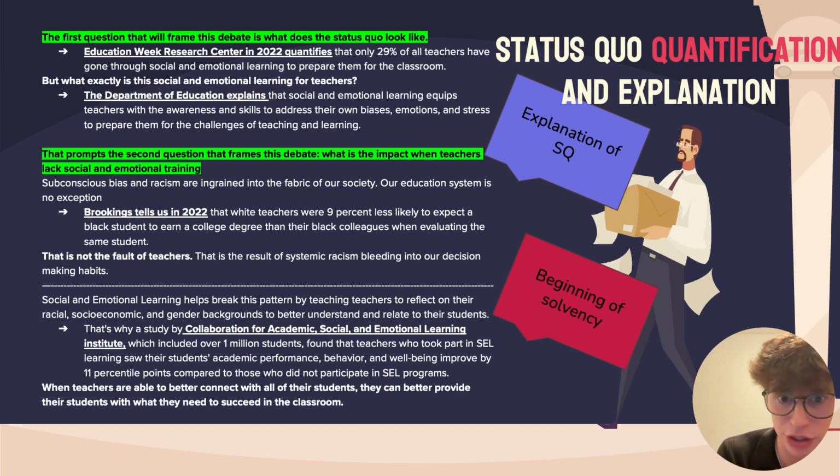I'm saying the first question that will frame this debate is, what does the status quo look like? This is me telling the judges, why should you even care? This bill is about expanding social and emotional learning. Most judges don't even know what social and emotional learning is. And maybe that's ignorant to say, but you should always err on the side of caution.